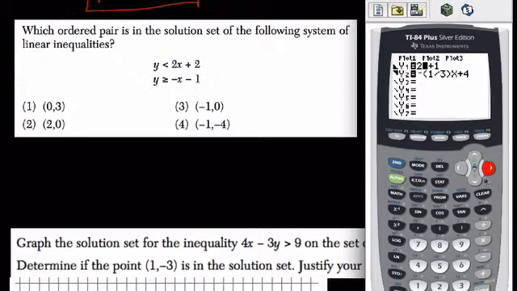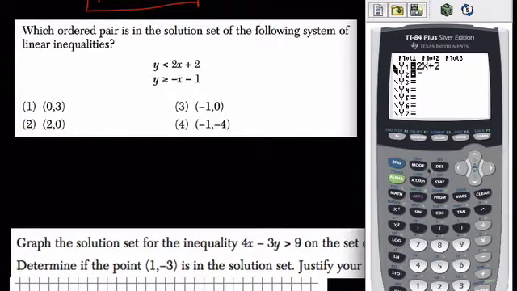We have 2x plus 2, and y is less than it, so it's the region below the line. And the next one, here we have negative x minus 1. Then the graphing calculator will graph both for us. I apologize, I didn't type it correctly. So it's negative x, clear it off.